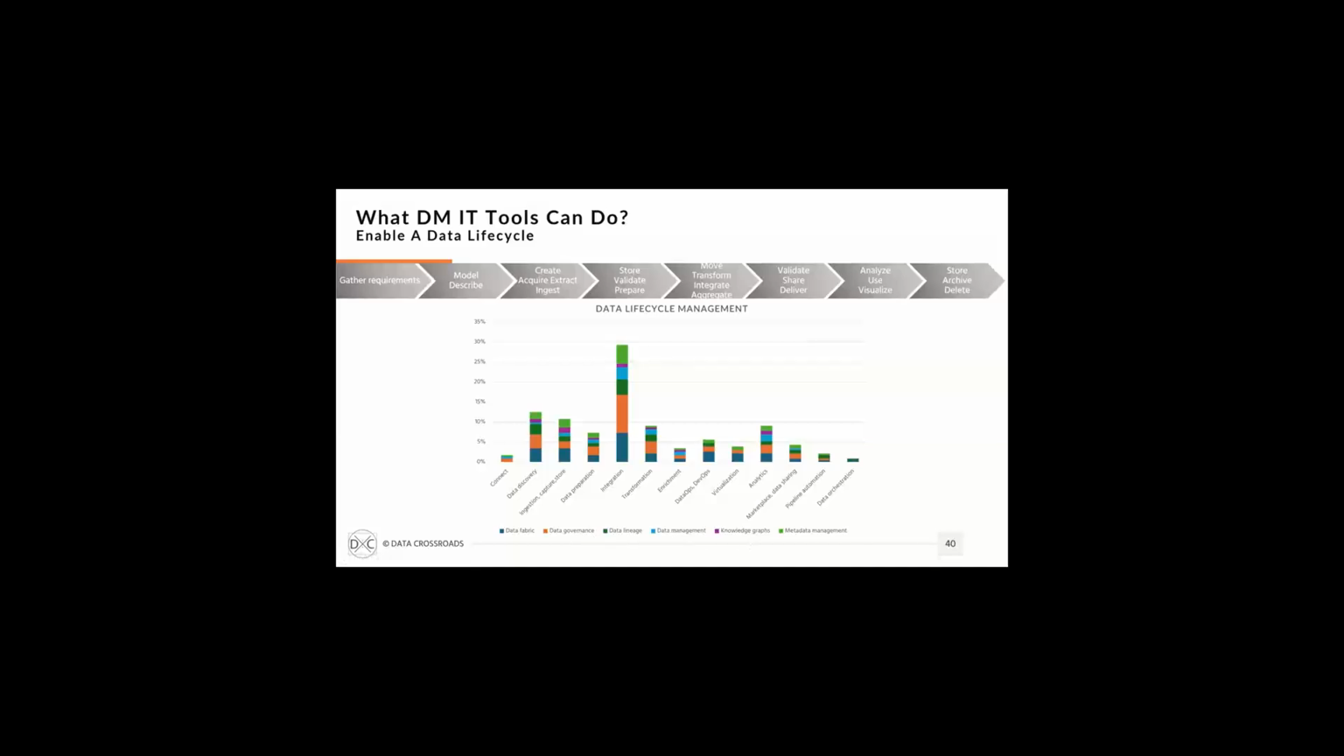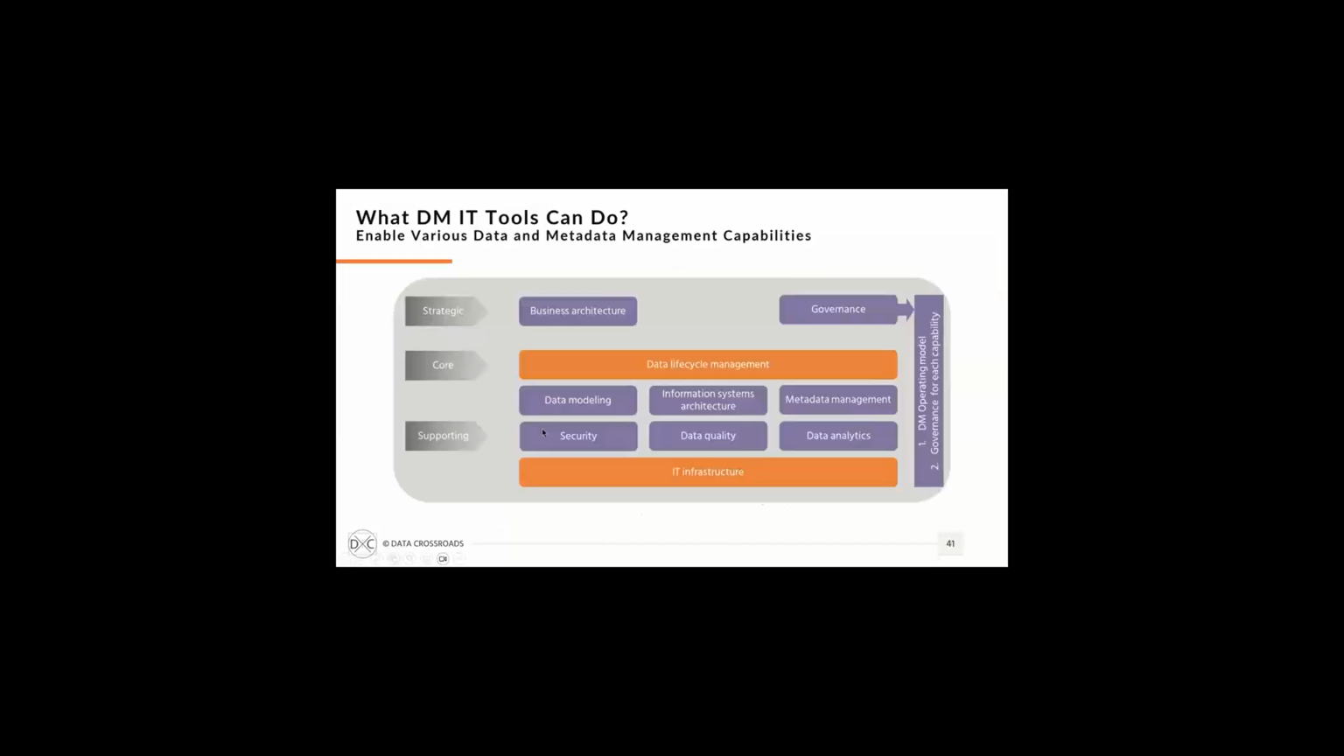So it's a very challenging point that when you're looking at knowledge graph or data lineage functionality and you find out it can also enable data lifecycle. So it's some strange stuff in our data management community.